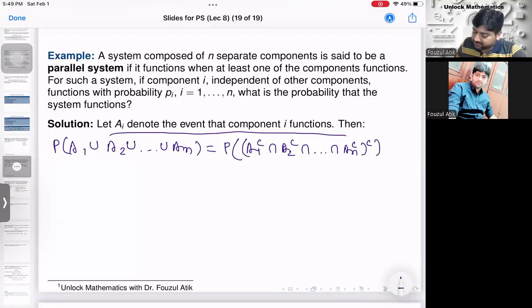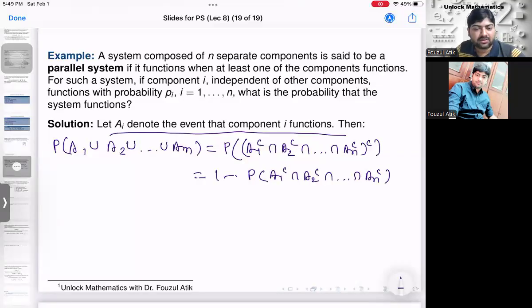So therefore, I can write this one. And then we know that the probability of a complement of an event is 1 minus the probability of the event: A1 complement intersection A2 complement intersection ... intersection An complement. Now A1, A2, ..., An all are independent, so their complements are also independent. So I can certainly write that 1 minus P of A1 complement times P of A2 complement ... times P of An complement.